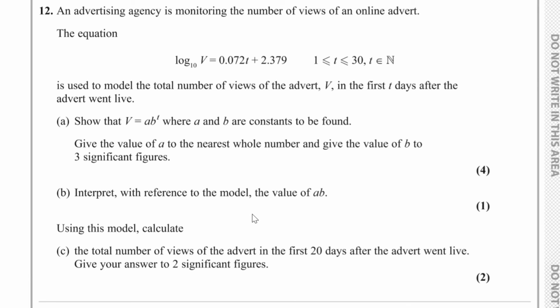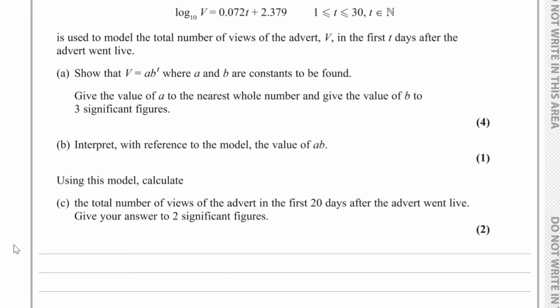Question 12. An advertising agency is monitoring the number of views of an online advert. The equation log base 10 of v equals 0.072t plus 2.379, where t is between 1 and 30 and t is a natural number, is used to model the total number of views of the advert, v, in the first t days after the advert went live. And we have to show that v equals ab to the power of t, where a and b are constants to be found, and we have to give the value of a to the nearest whole number and the value of b to 3 significant figures.